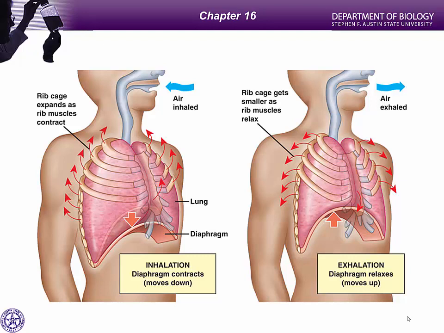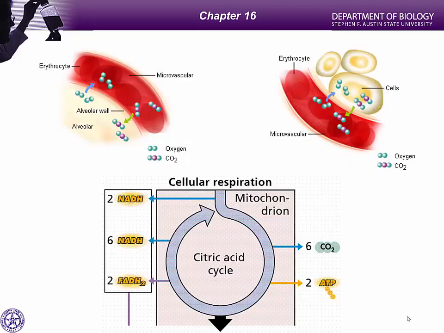So here we see ventilation, the process of inhalation, moving air into the lungs, and exhalation, moving air out of the lungs. And then we see external respiration in the upper left, internal respiration here on the right, and we can see the movement of our gases into or out of the blood. And then cellular respiration, just represented here by a portion of the Krebs cycle.